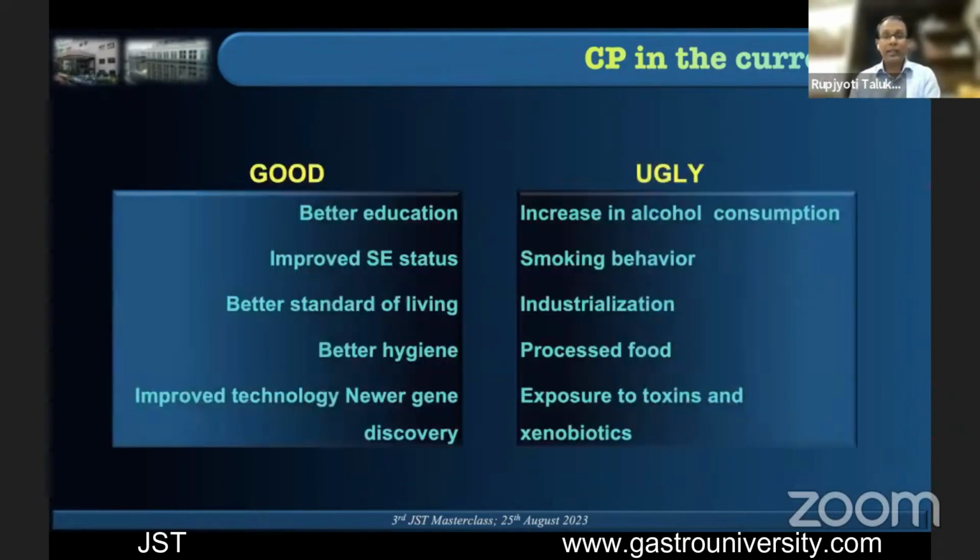All these years, the last 10, 20 years, 3-4 decades, many things have happened. Many good things like better education, improving socioeconomic status, better standard of living, better hygiene. These things have developed, new gene discovery. So that has improved the early diagnosis of the disease, and also probably have changed the biological behavior of the disease because of the nutritional status changes. But at the same time, several ugly things started happening, like increase in alcohol consumption, smoking, industrialization, exposure to processed food toxins. So all these could also contribute to the disease biology.